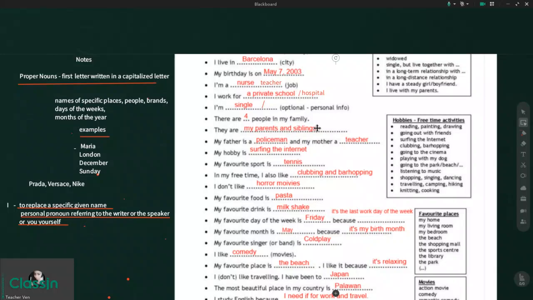The next one is, there are 4 people in my family. This is your family background. So who's with you in your family? Your parents and your siblings. Instead of writing my brothers and my sisters, you can just write my siblings. That also means the same thing. It means your brothers and your sisters. So to make it short, you can write siblings. Got it? Okay. Moving on.